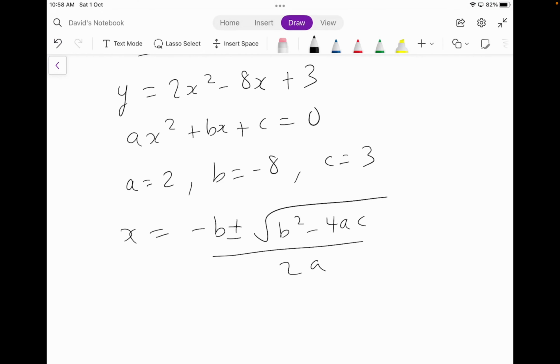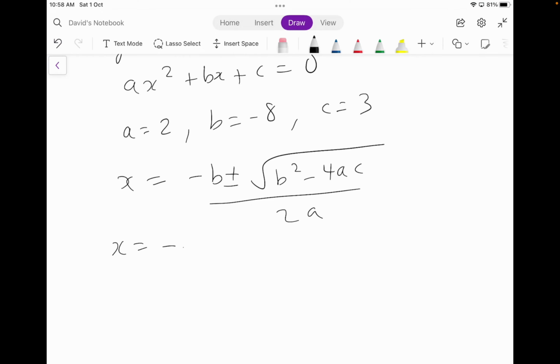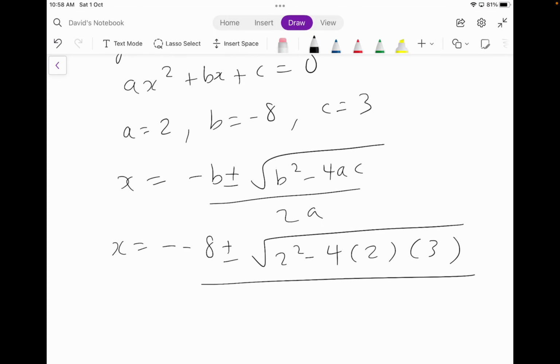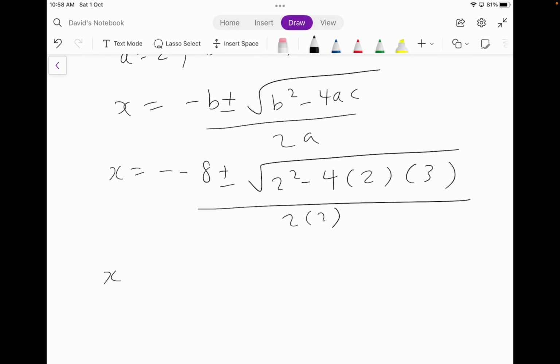Now all you're going to do is substitute these values into the equation like we did in step 1 as well. Be careful of the negative signs, by the way, in this equation. So you have x is equivalent to minus minus 8 plus or minus the square root of b squared, minus 4 brackets a as 2, put in brackets 3, divided by 2a, which is 2 times 2. So you have 8 plus or minus the square root.